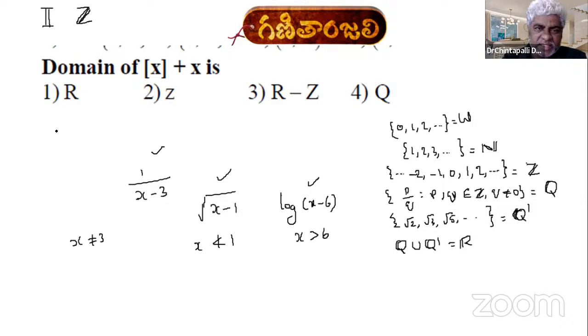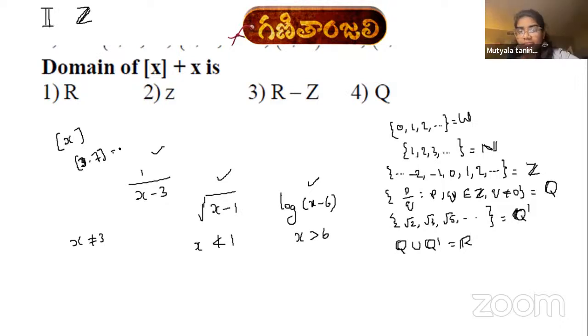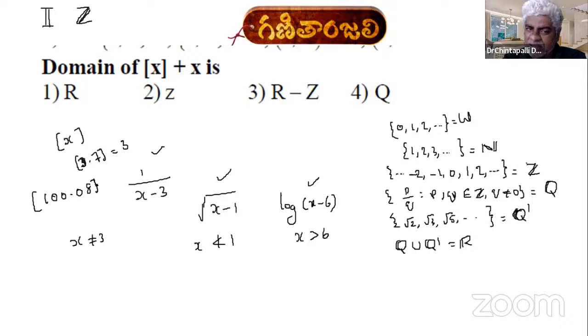But what about this? This is the step function, step of x. Can we find the value of step of 3.7? Yes, we can. Step of 3.7 is equal to 3. Can we find the value of step of 100.08? Yes, we can. The answer is 100. Is there any value of x for which this value cannot be found?